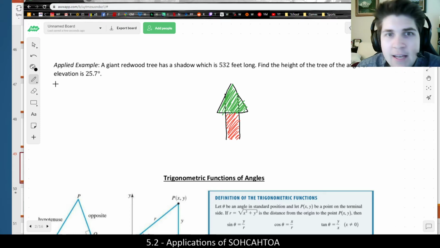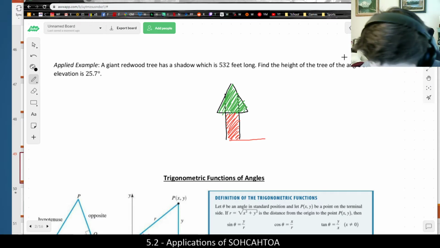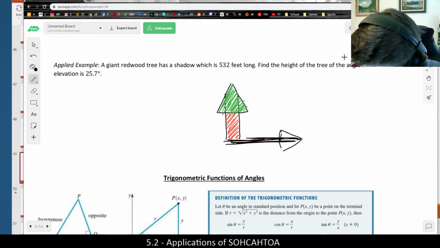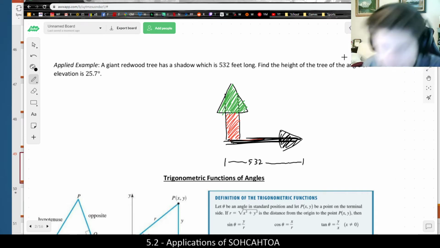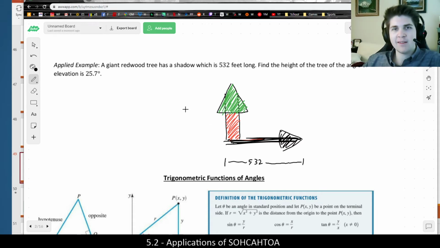All right, anyways, so we have our tree, and we want to know how tall it is. But what we're given is that it casts a shadow, and I guess I'll do the shadow in black using my tremendous art talent. It casts a shadow with length 532 feet long. And notice that, say I was trying to find the height of a redwood tree, it'd be very annoying to try to climb that tree and bring a tape measure up it. Very difficult to do that.